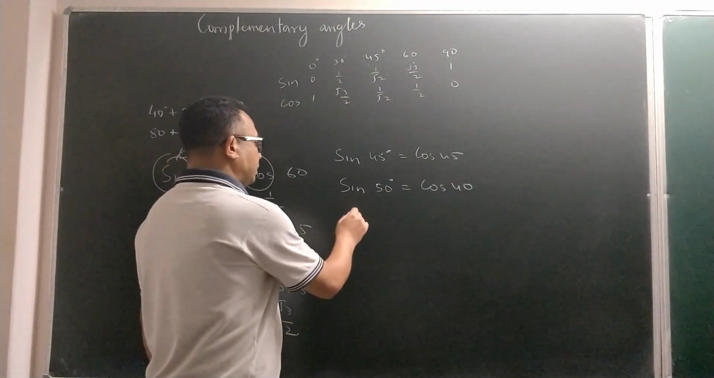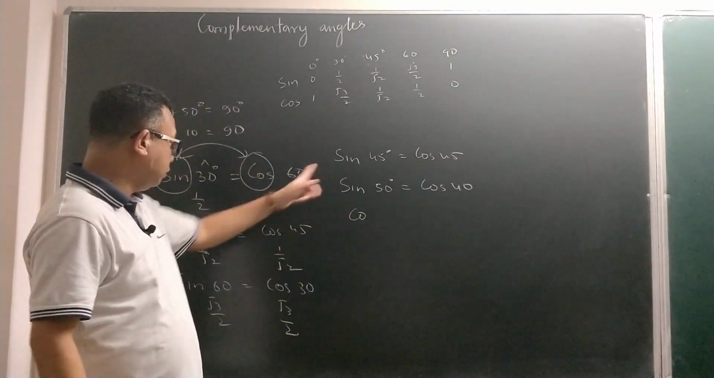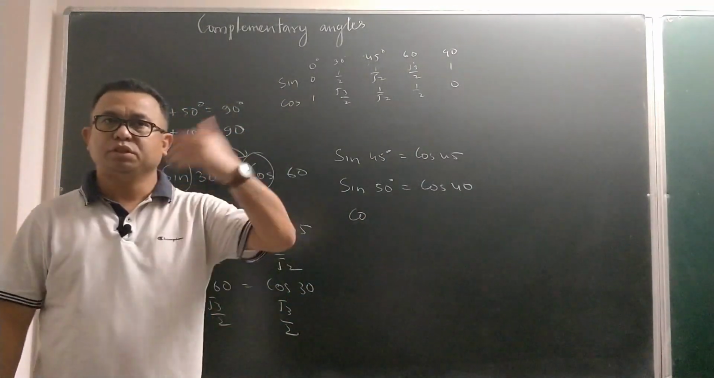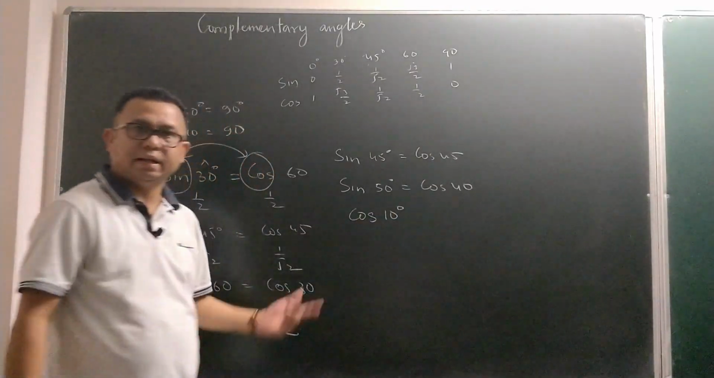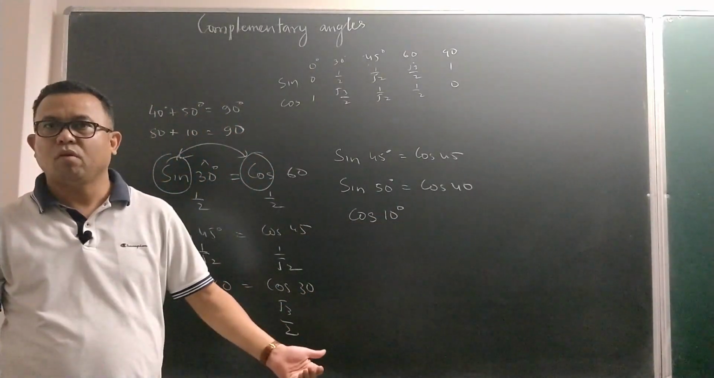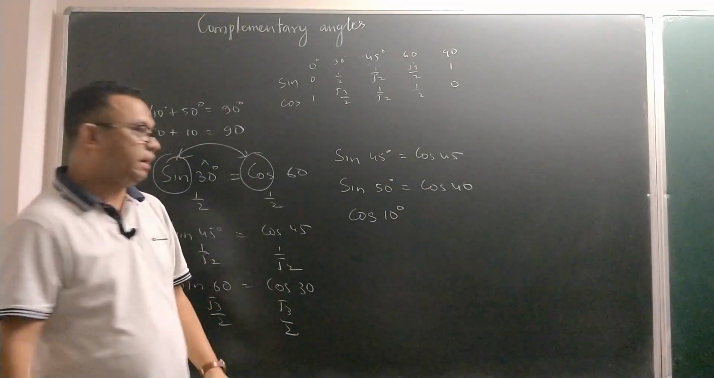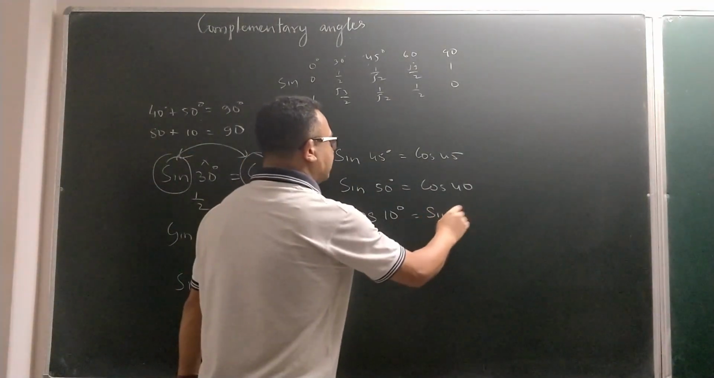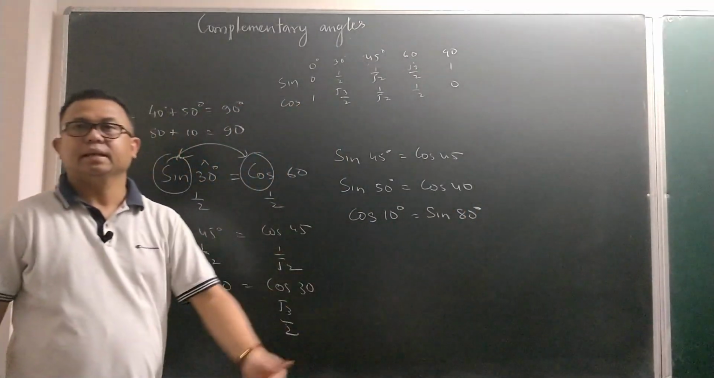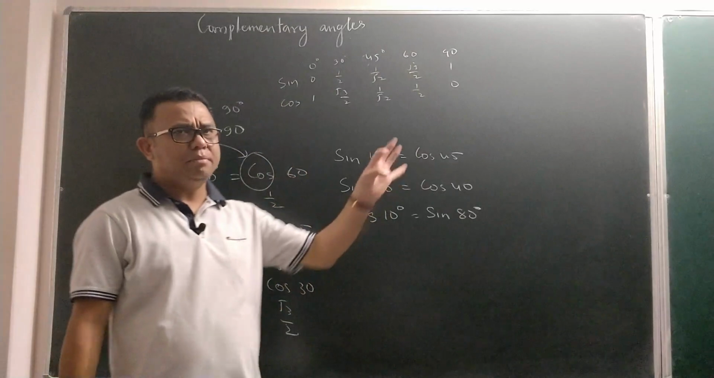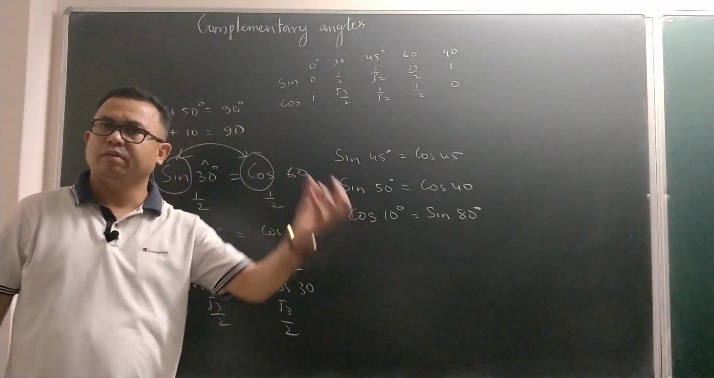Similarly, by the way, the reverse is also true. I showed all examples only with sine, but the reverse is also true for cos. If I tell you cos 10 degree, 10 is not standard again. So what is the value of cos 10 degree? If you do not know it, you can say it is the same as sine 80 degree. So 10 plus 80 is 90. So sine can be converted into cos, and cos can be converted into sine.